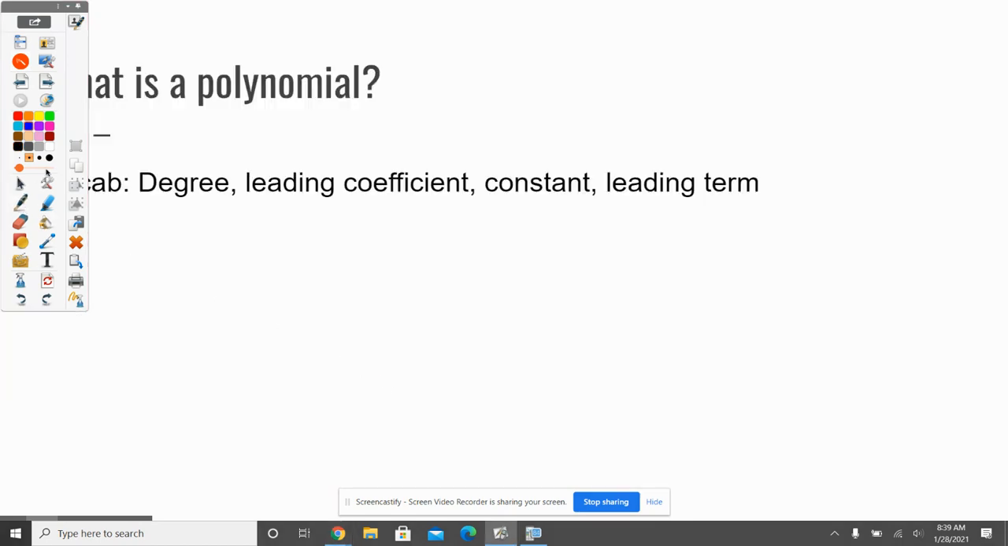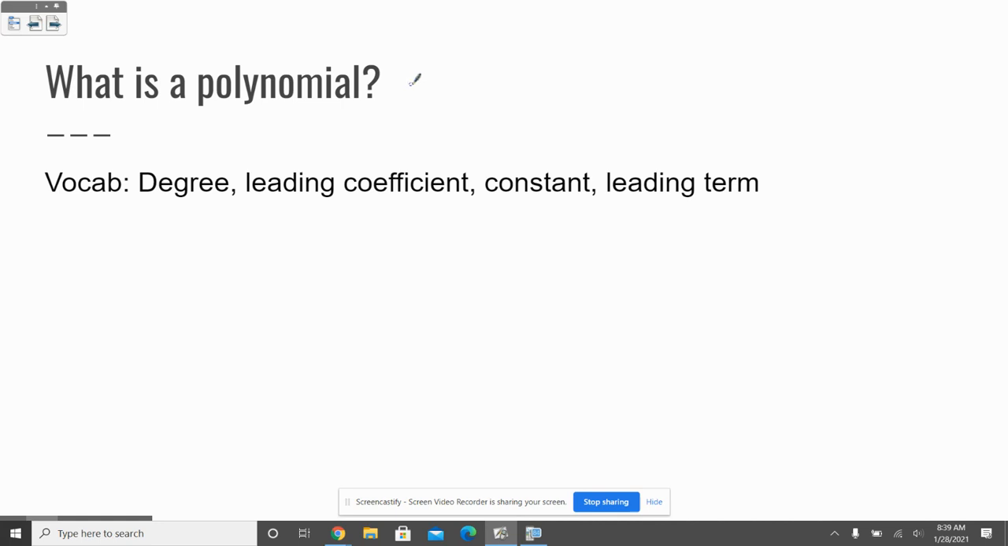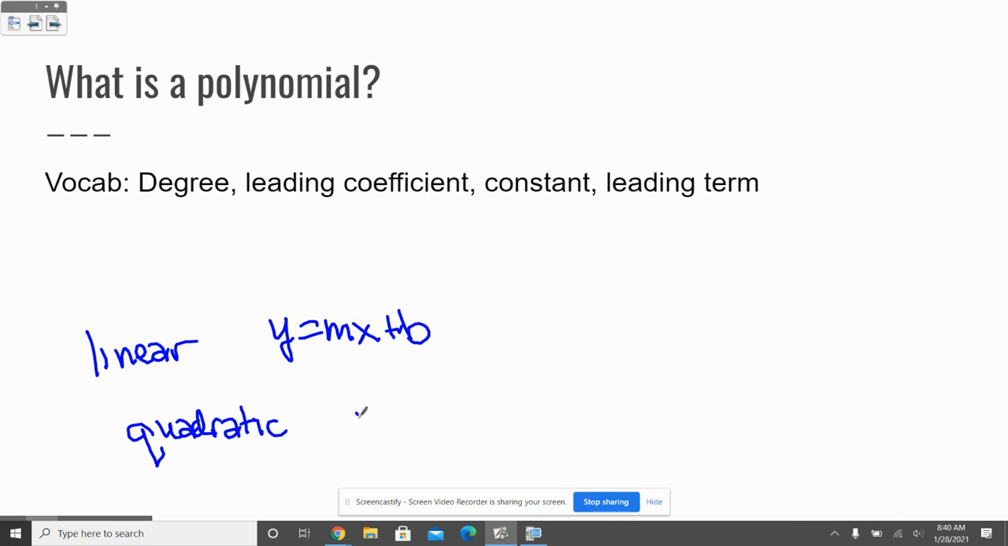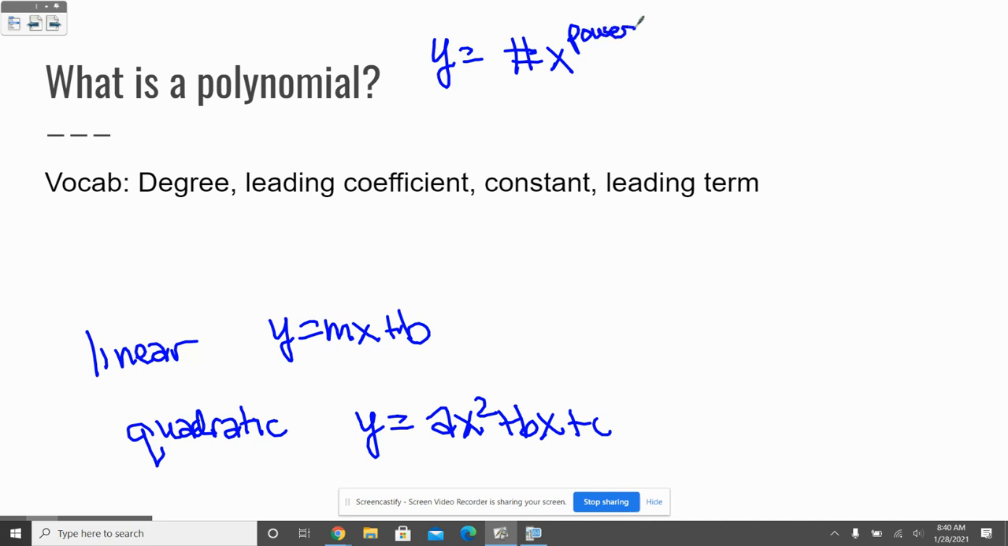Okay, so first, a little bit of vocab. What is a polynomial? The ones you already know are called linear polynomials and quadratics. Those are both polynomials. Linears are lines, your mx plus b, and a quadratic is your ax squared plus bx plus c. So what is a polynomial? It's an equation, and it's a number x to some power plus a number x to some power, and you continue until you just get a number.